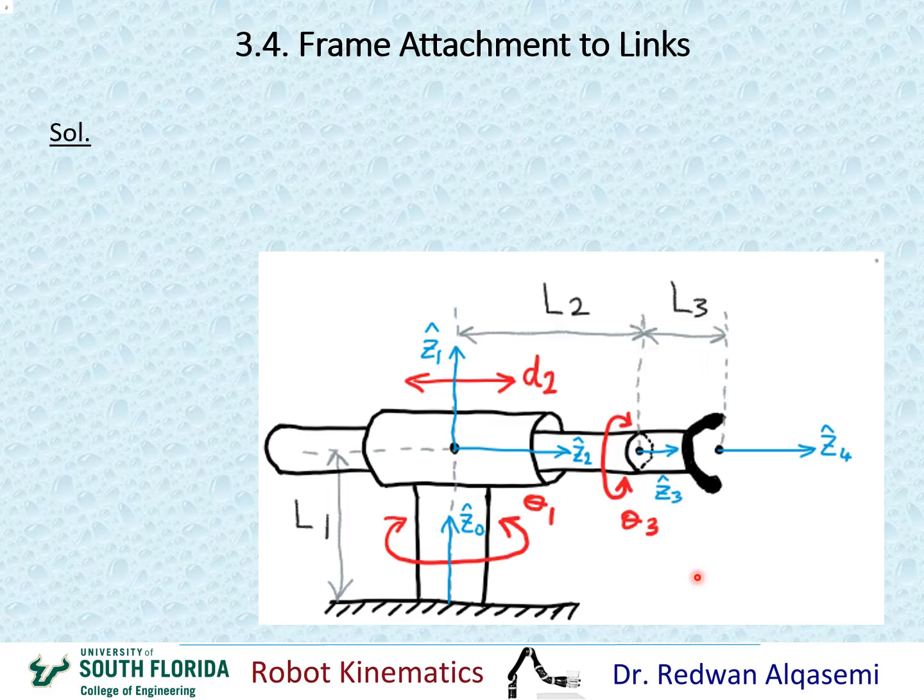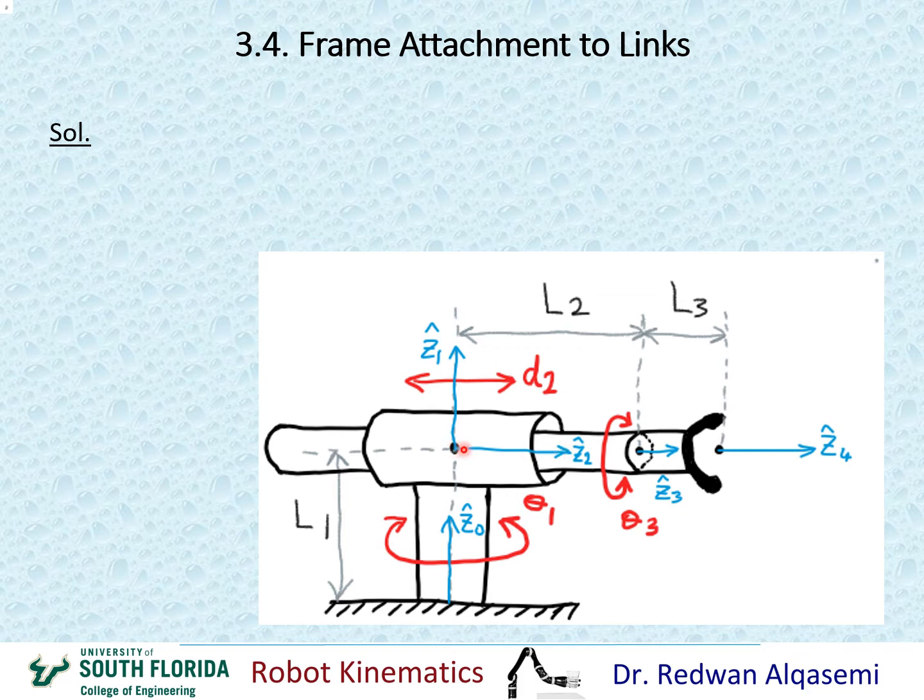Now we move on to the x-axis, starting with x1. x1 is the common perpendicular between Z1 and Z2. So this is Z1 and this is Z2.